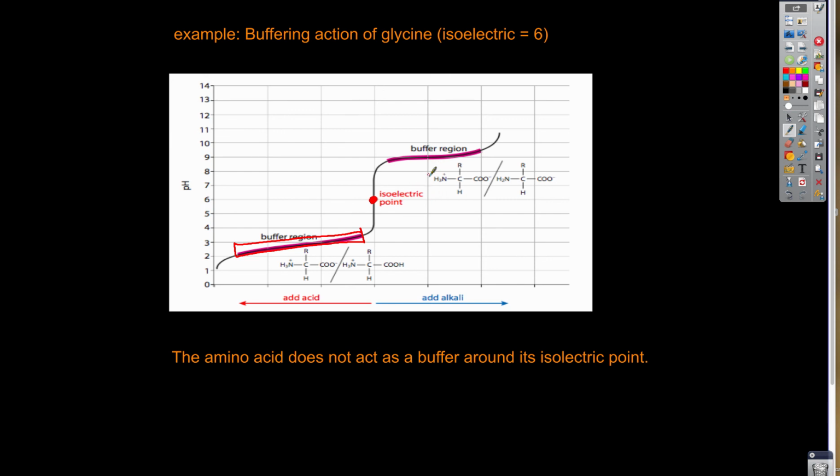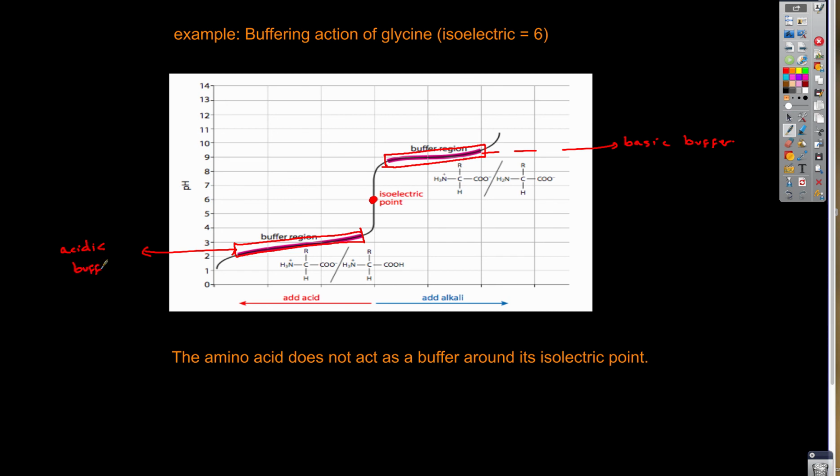And also, if you take glycine and add a little bit of sodium hydroxide, then you would create a new buffer in this region. So a buffer here is a basic buffer. So buffers could have different pHs. And a buffer here is an acidic buffer.